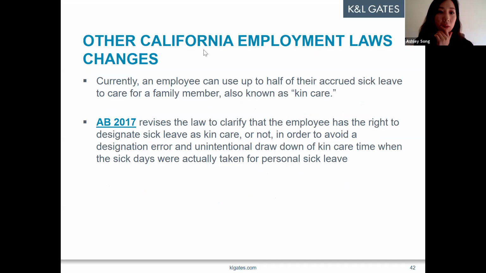Thank you, Spencer. These are just more miscellaneous changes to employment laws this year. AB 2017 modifies the Kin Care law that we have in California. Currently, an employee can use up to half of their accrued paid sick leave to care for a family member, and this revises it so that there are no designation errors, and the employee has a right to designate sick leave as kin care for specific days, and it's not just automatically half days that they would unintentionally draw. Next slide, please.